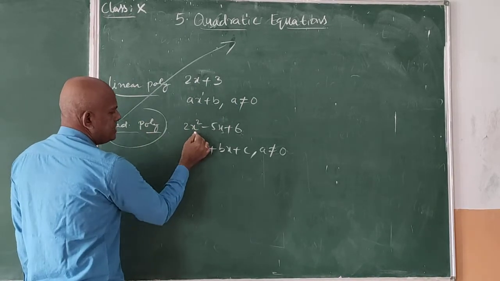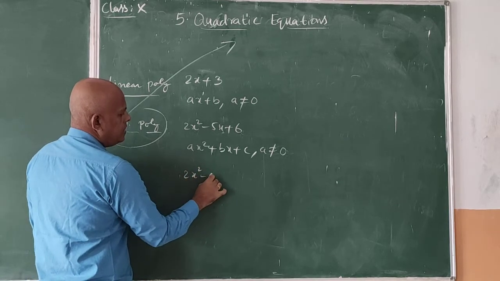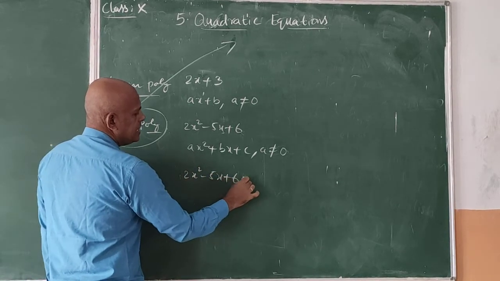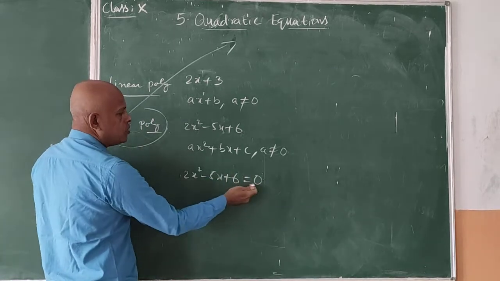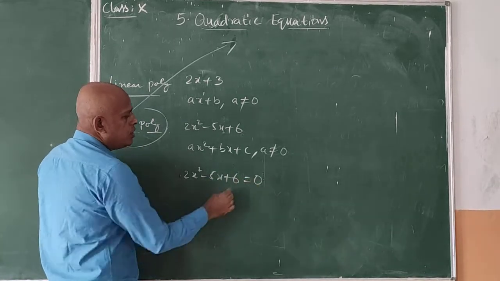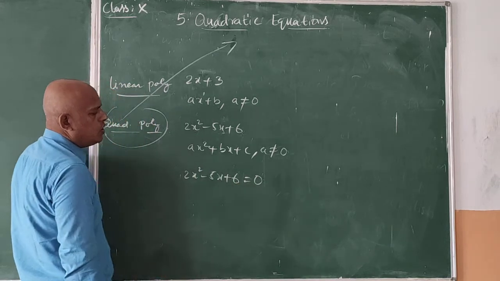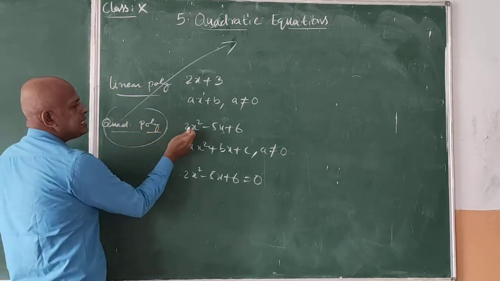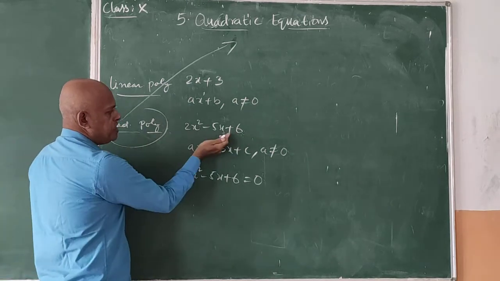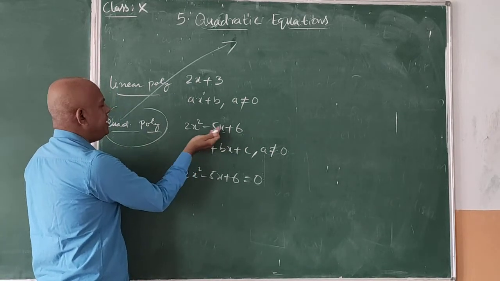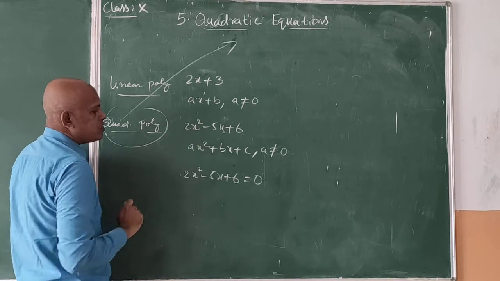Let us take the same example: 2x square minus 5x plus 6 is equal to 0, or equal to any value we take, equal to 2, equal to 4 or equal to 0. So it contains the symbol is equal to. Before this, 2x square minus 5x plus 6 is a quadratic polynomial. It is an algebraic expression, and it is a quadratic polynomial because the degree is 2.